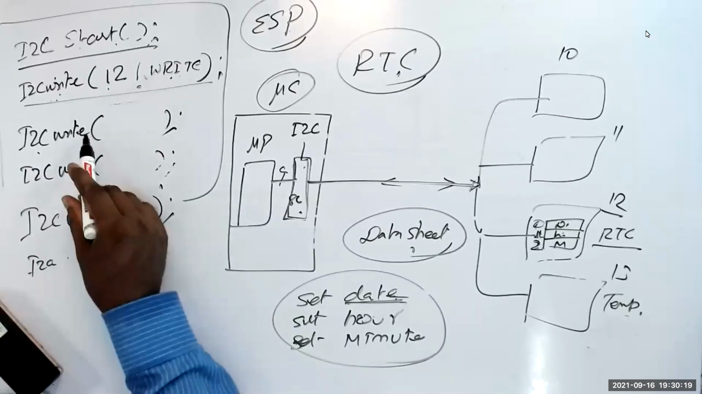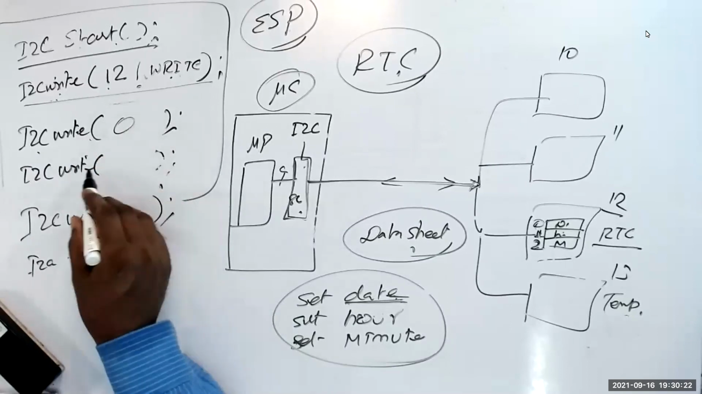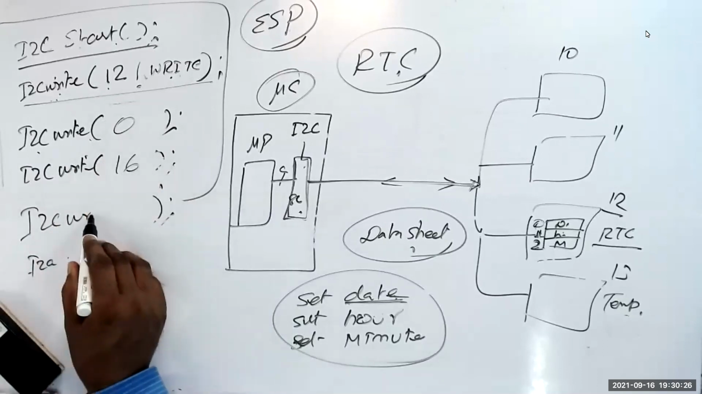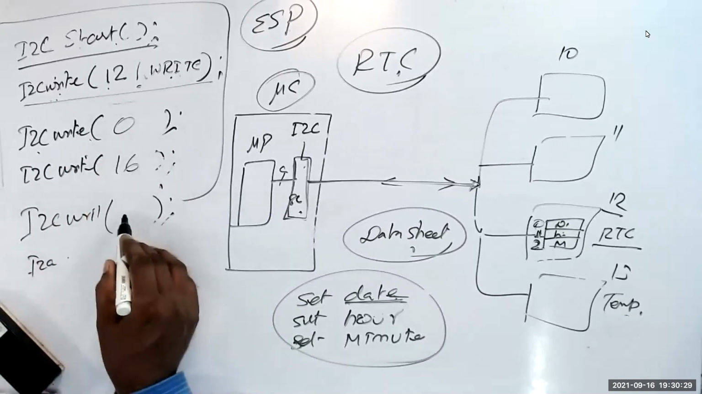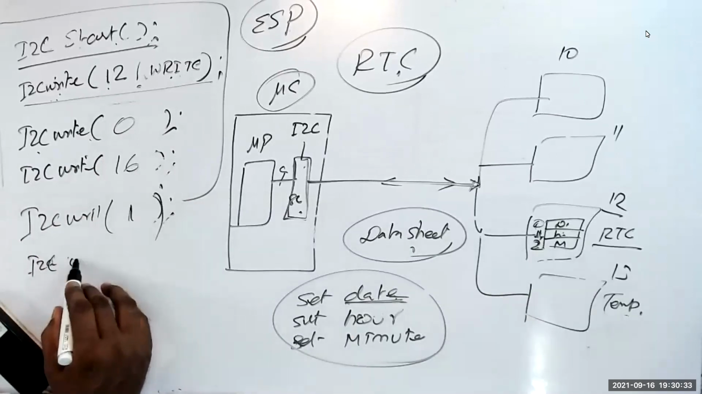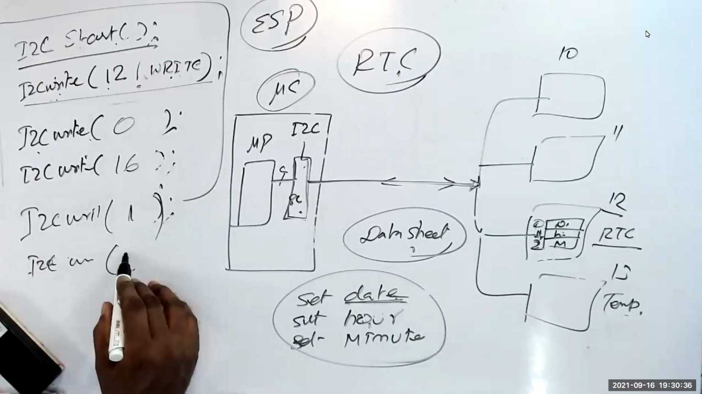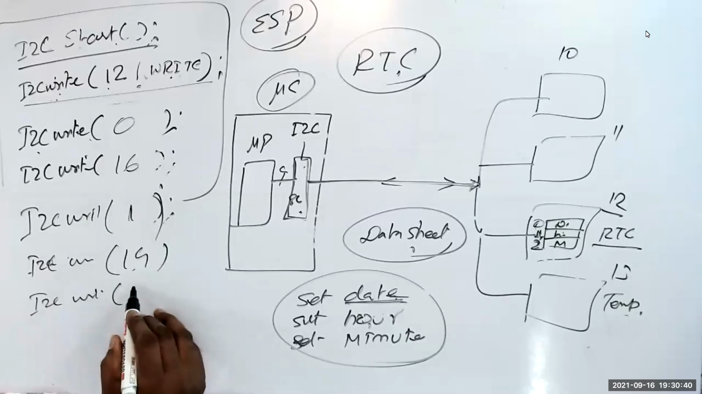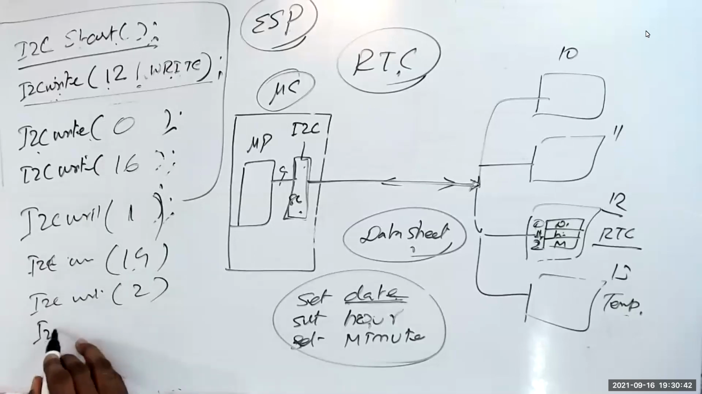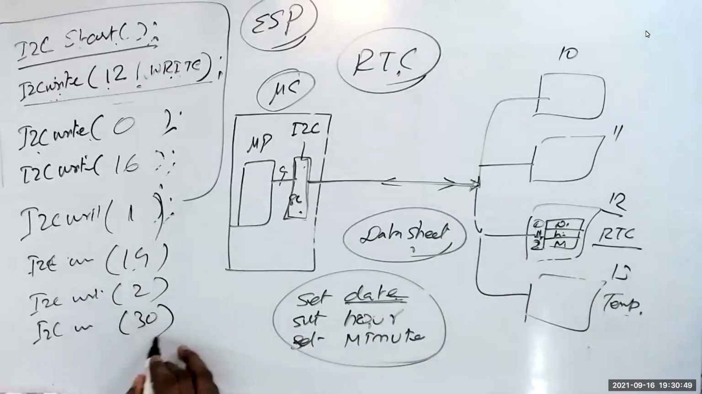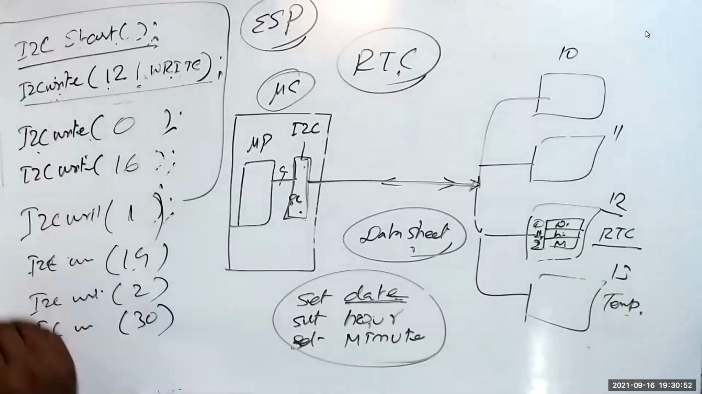I've written I2C write address 0, I've written 16 as the date. Then I2C write address 1, hours is 19. Then I2C write address 2, minutes, now it's about 7:30. Am I right? Then I2C stop.